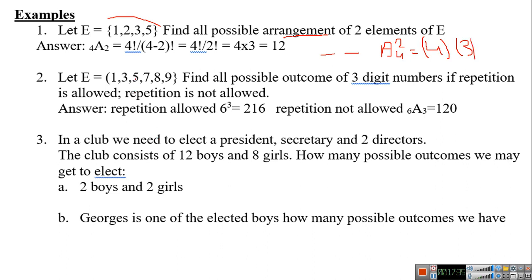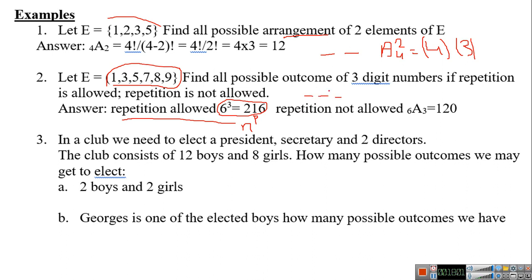Here I have another set A: 1, 3, 5, 7, 8, 9. I have 6 numbers. I want to write a 3-digit number if repetition is allowed. If repetition is allowed, it's n power p, as you learned at the beginning. How many elements do I have? 6. How many digits do I want to write? 3. So it's 6 cubed.